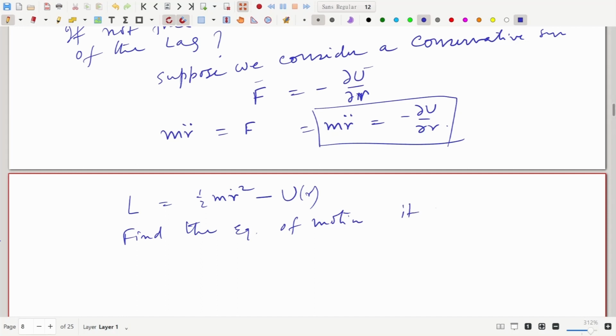it will lead to m r double dot equal to minus ∂U/∂r. This point I will elaborate in my next lecture.